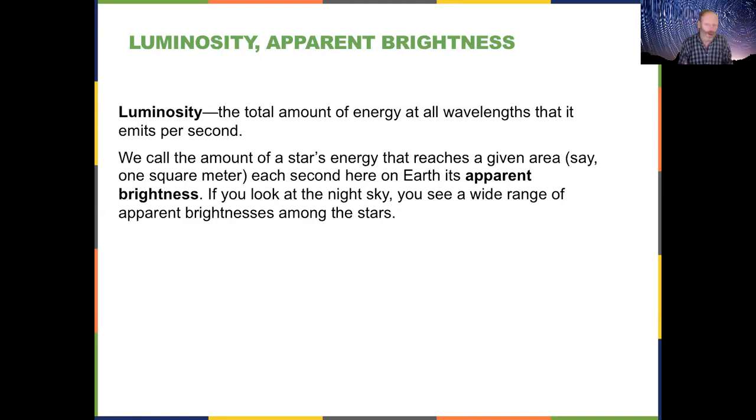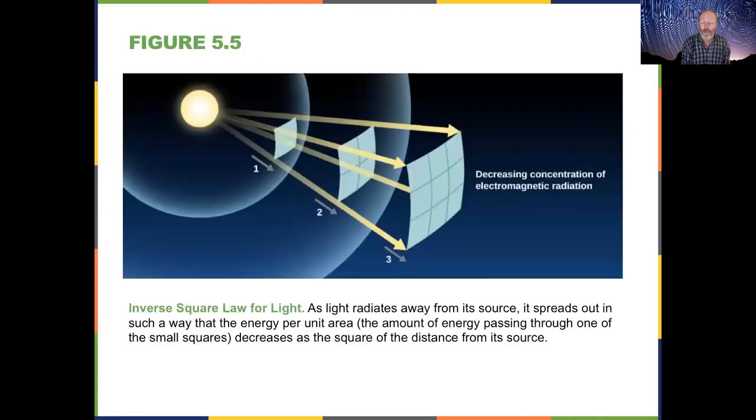some are brighter, some are dimmer just intrinsically, but some are also closer and some are further away, and that makes a difference as well. Light follows the inverse square law, and if you go back to chapter 5, we don't have chapter 5 as part of our reading assignment, but if you want to study up a little on light and properties of light, you can go back. It is under files there, and you'll notice our figure here is figure 5.5.